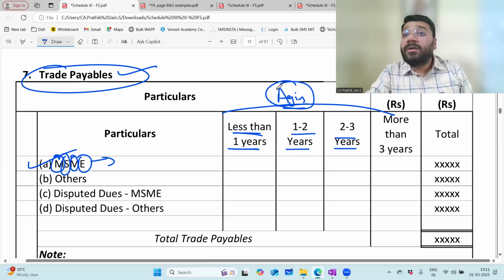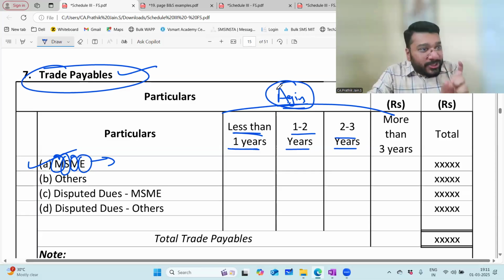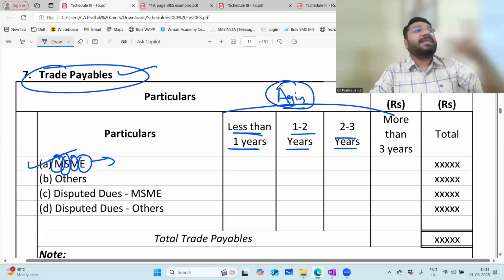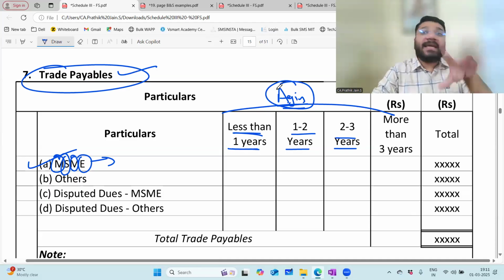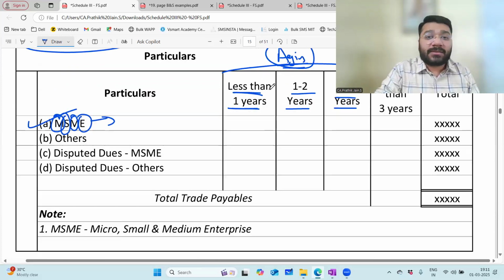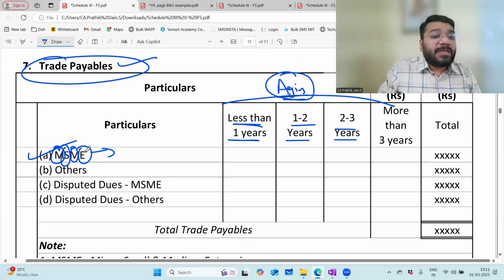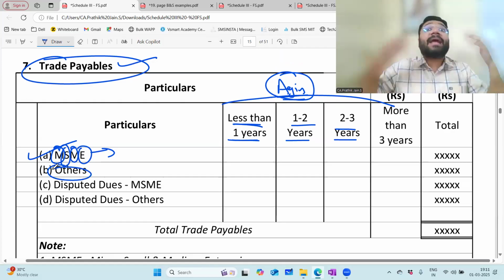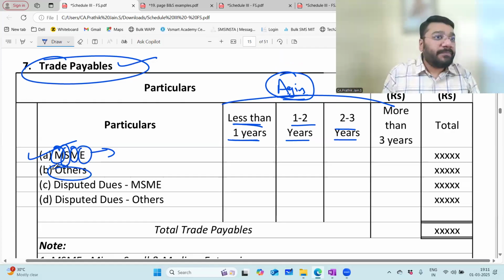Because bills payable is what? There's a due date agreed. On the maturity date, if you don't pay the bills payable, automatically the bill will get cancelled. So there is no need of showing aging and all. Aging is required only for creditors. So MSME means what? Micro, small, medium enterprise. Other means what? Big enterprises who are above MSME.